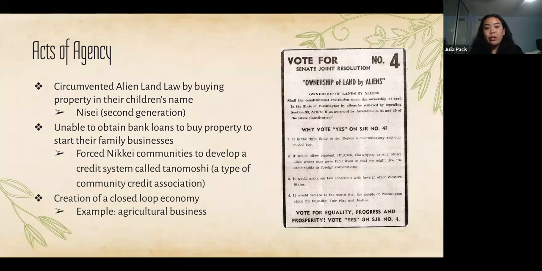And then they were also able to create a closed loop economy within their ethnic enclave, which allowed them to get all their economic needs met without having to venture out into the dominant society, so they could avoid racism in that way. An example of this would be the agricultural business, which I'll go into more.